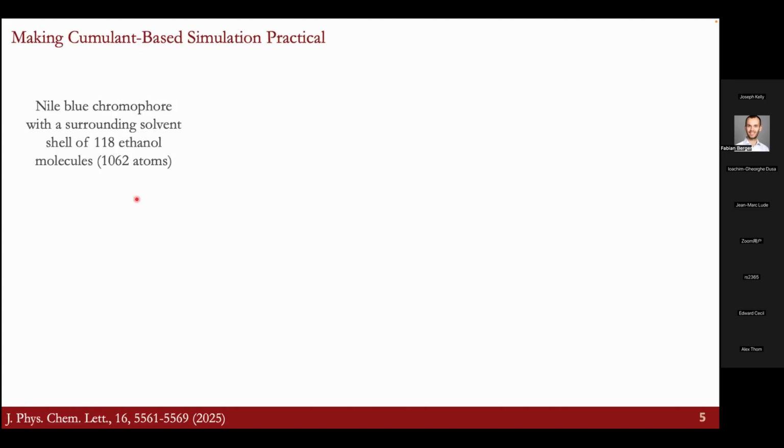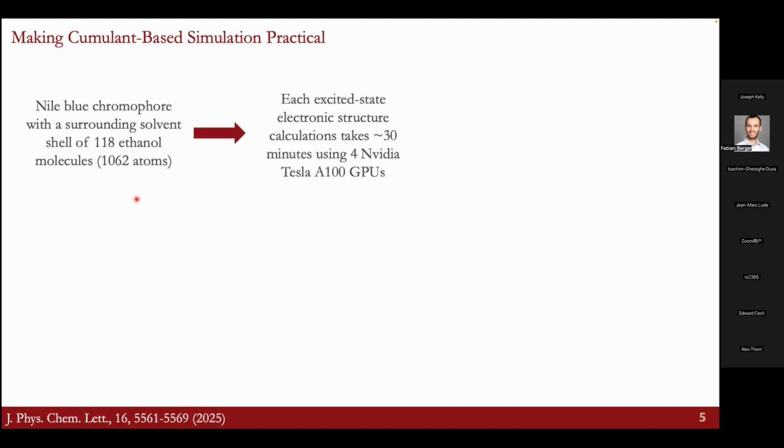Now, of course, doing that with DFT and TD-DFT for every single configuration is still very, very expensive. To put this into context, if we consider this Nile blue molecule and two solvation shells, so two layers of ethanol around that molecule, that gives us about 1,000 atoms. And a TD-DFT calculation for that size of system using 4 NVIDIA A100 GPUs takes about half an hour just to get the energy difference between the two. If you want to do that for an entire correlation function, you need tens of thousands of these.